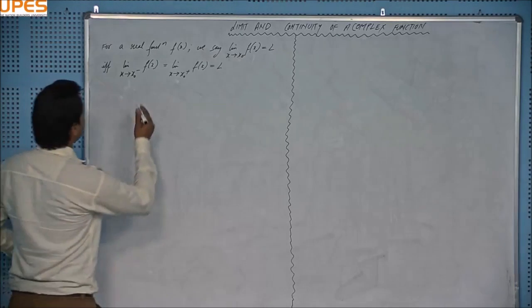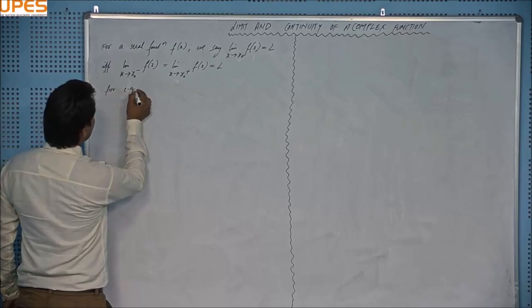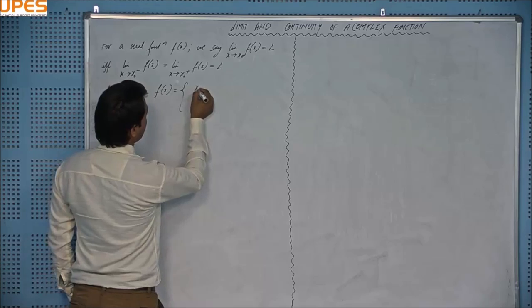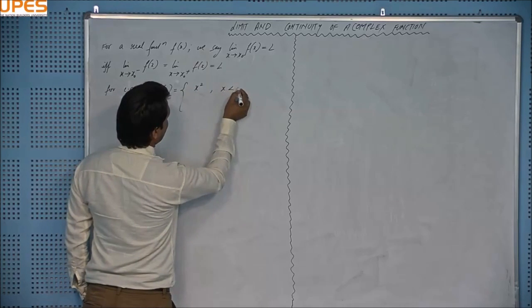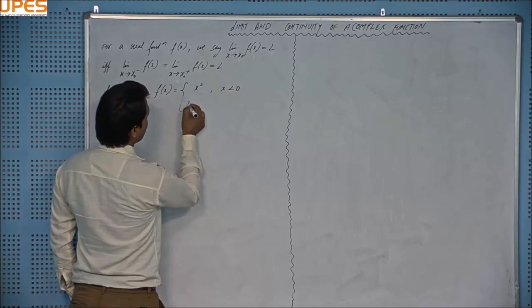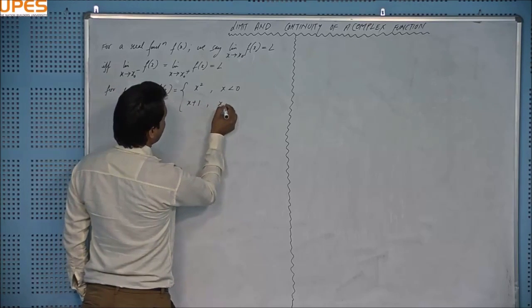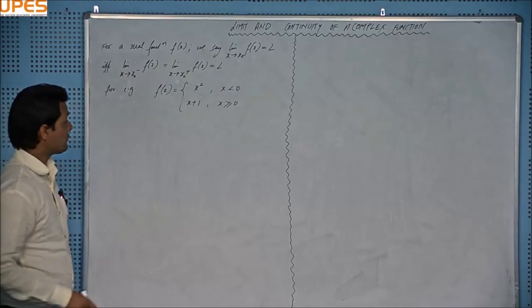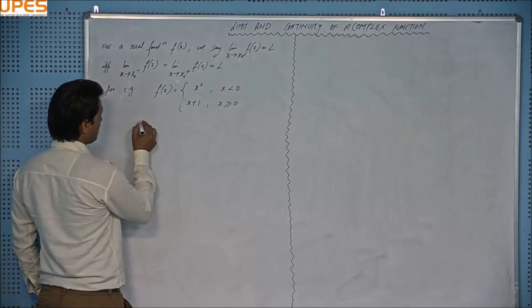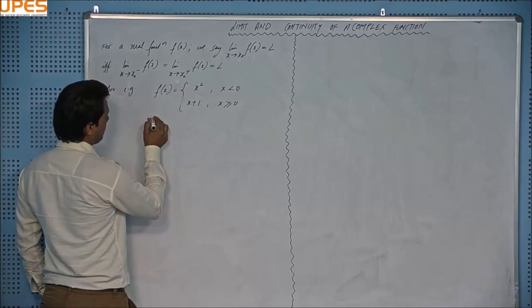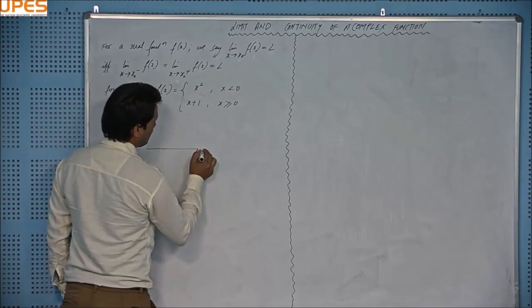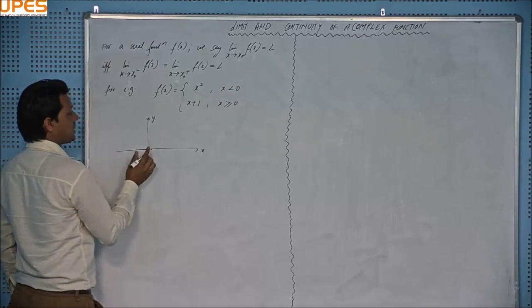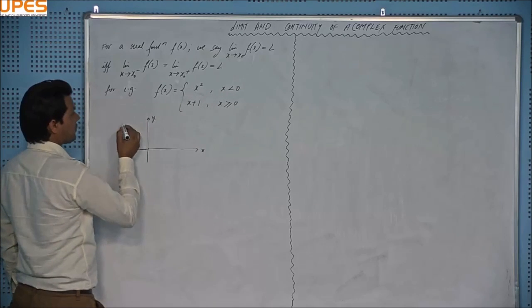For example, if I take a function f(x) equal to x square for x less than 0 and x plus 1 for x greater than or equal to 0, you can see that if you draw the graph of this function, it will be something like this. This is your y-axis or f(x), and on the negative side, for x less than 0, the graph is of this parabola form.